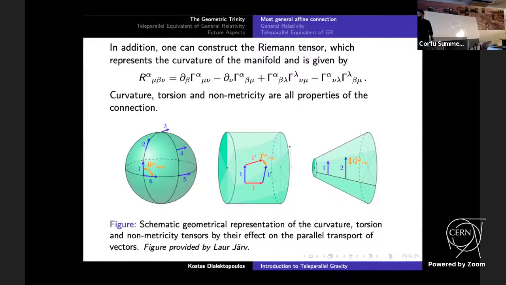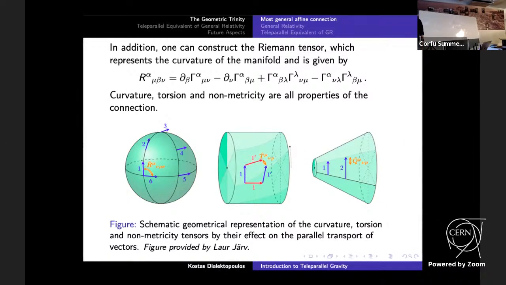Physically, what this means, this is a nice schematic way to represent these three tensors. So in a space-time, in a manifold which is governed only by curvature, no torsion, no non-metricity, if you parallel transport a vector along itself, then the difference will be analogous to the curvature of the space-time. That's what we all know from GR.